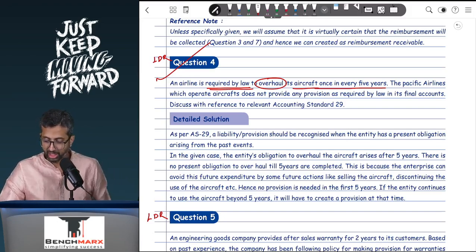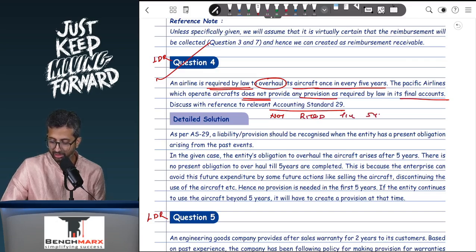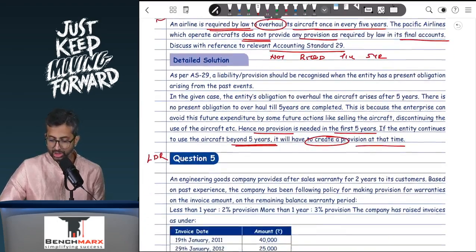The Pacific Airlines, which operates aircrafts, does not provide provision required by law in its final accounts. Yes, that is correct. You don't need to create a provision up to 5 years. Discussed with reference to AS29. So over here we can say provision is not required till 5 years. So over here, no provision is needed in the first 5 years. If the entity continues to use beyond 5 years, then it will have to create a provision at that time. So this is question number 4.